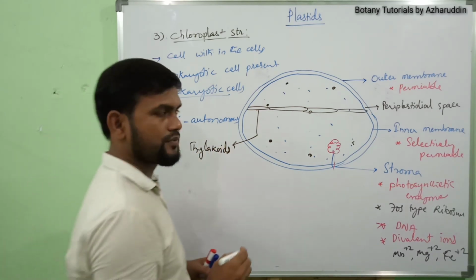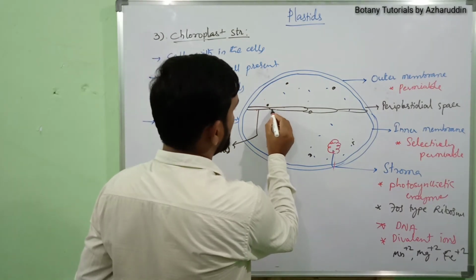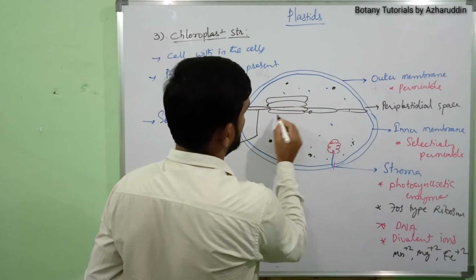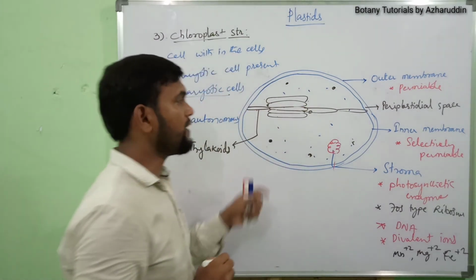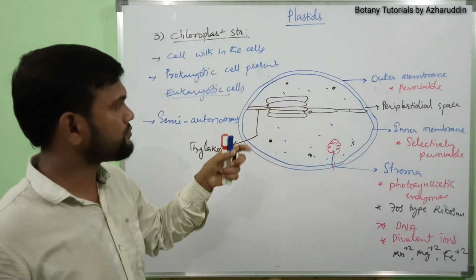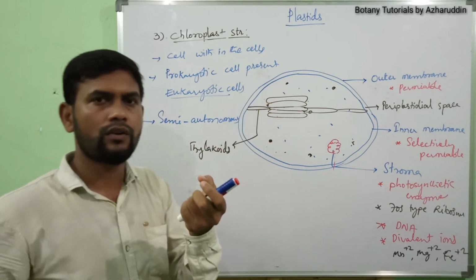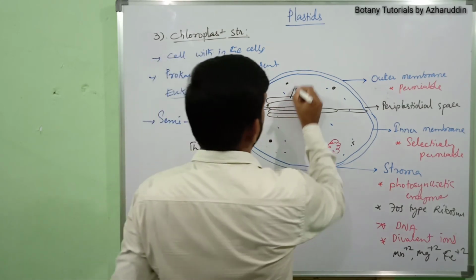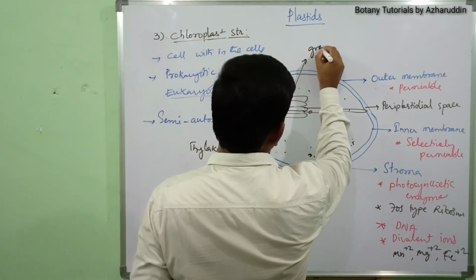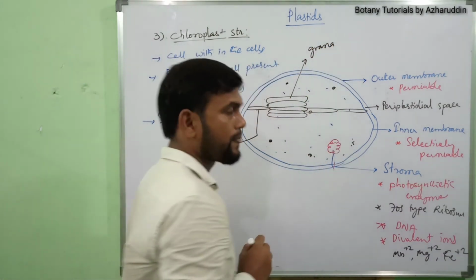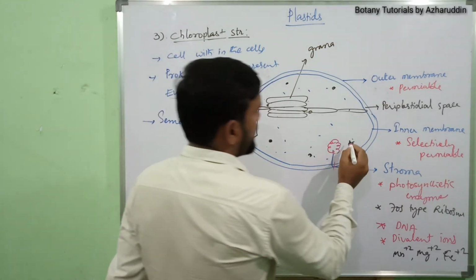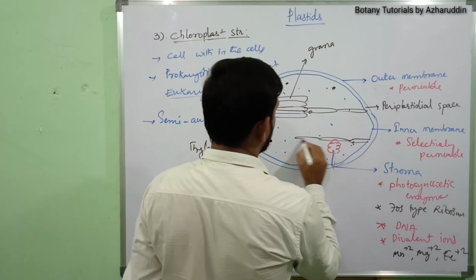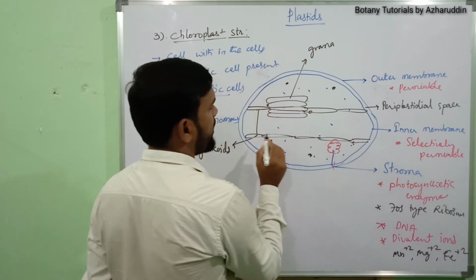At some places, these thylakoids are in groups. They appear like stalks or coins. These are called grana. Like this, a number of grana and thylakoids are present in the chloroplast.